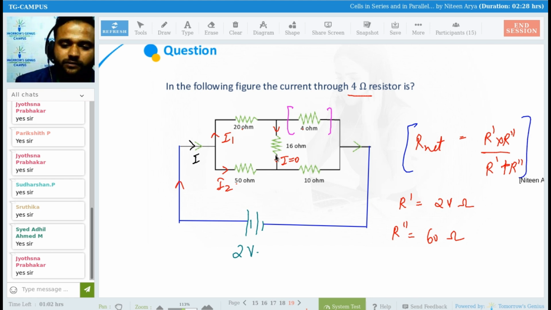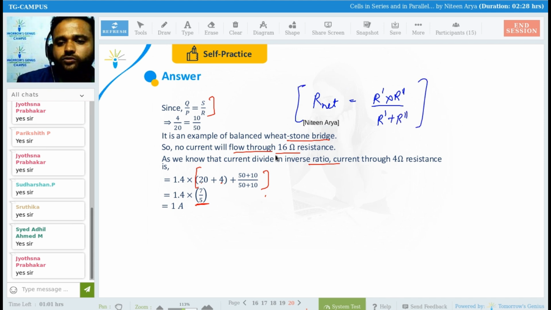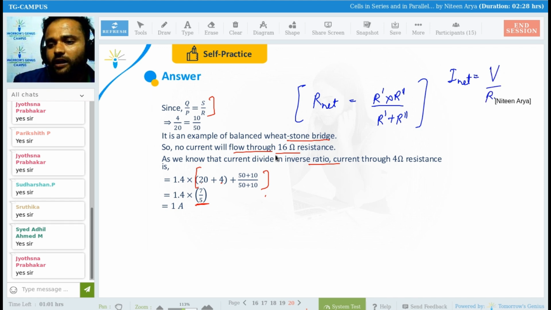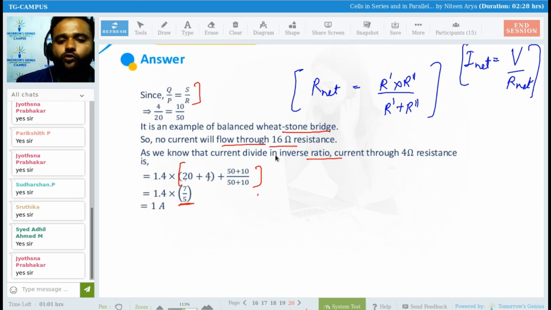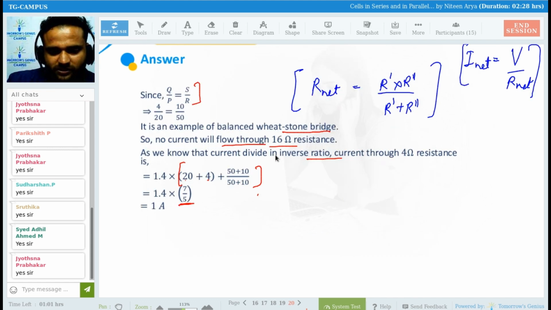How can you find the net current? Okay, I can give you on the next page. R net is R single prime into R double prime divided by R single prime plus R double prime. Using this, you can find I net, which is V upon R net. And then we need to find the current at 4. Wait, I'll draw this on the next page also, so you can understand what I'm doing. Just give me a minute.